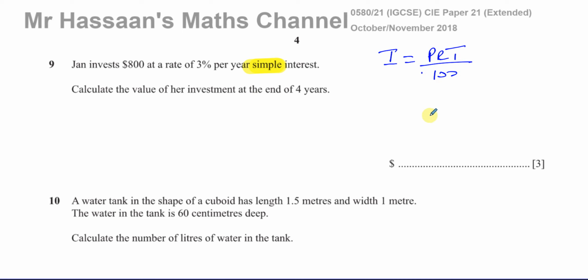First of all, what do P, R, and T mean? P is the principal, the amount that is invested, which is $800. R is the interest rate, so that's going to be 3. The 100 takes care of the percent there. And T is the time in years, which is 4 years.